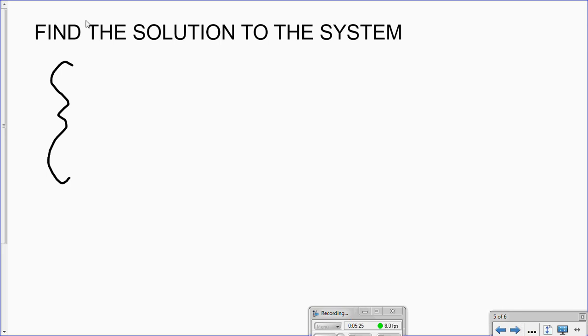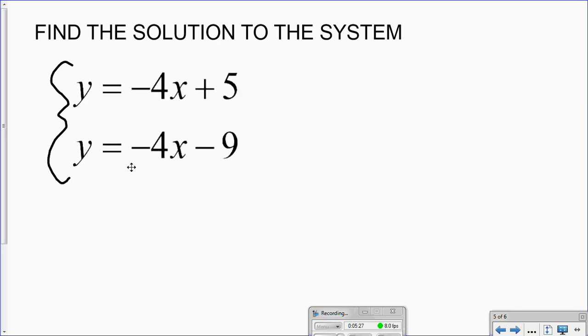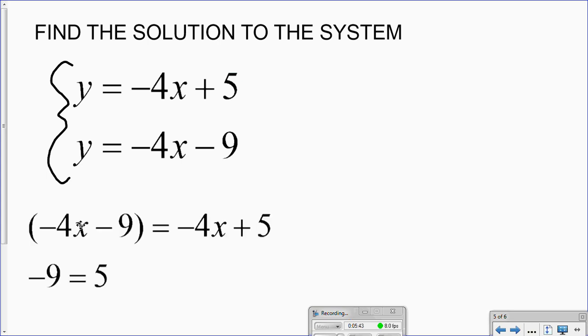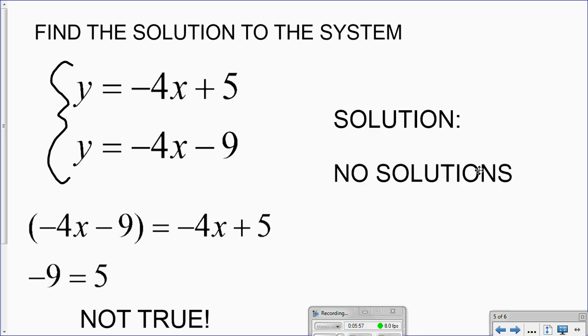Last one. We're going to try to find the solution to this one. We have y equals negative 4x plus 5 and y equals negative 4x minus 9. They're both already solved for y, so I can just pick which one to substitute in for the other. I'm going to take this negative 4x minus 9 and plug it in for this y up here. So I have negative 4x minus 9 equals negative 4x plus 5. I add 4x to both sides. I end up getting negative 9 equals 5, which is not true. When that happens and all the variables are gone, it means I have no solution.